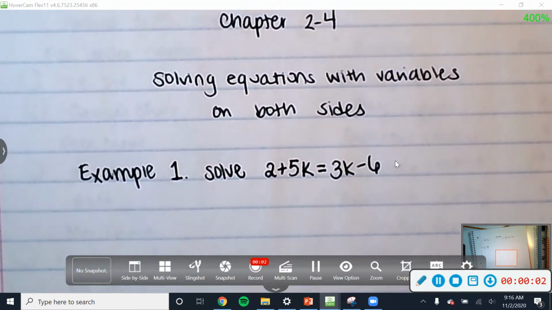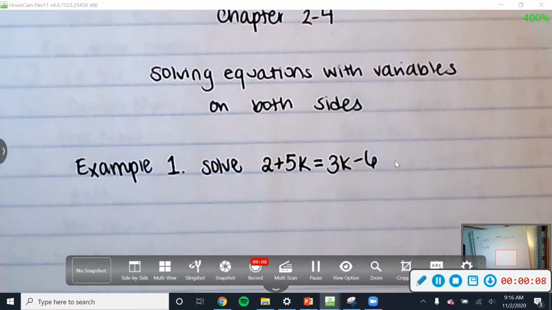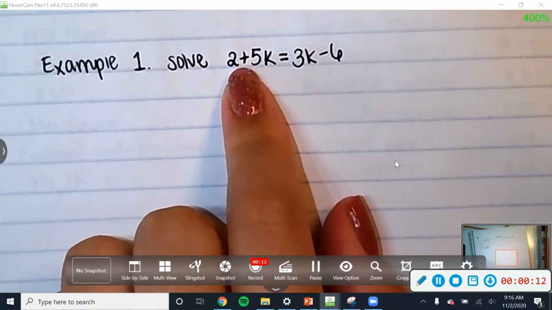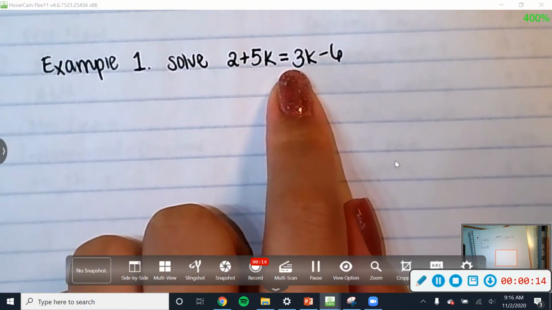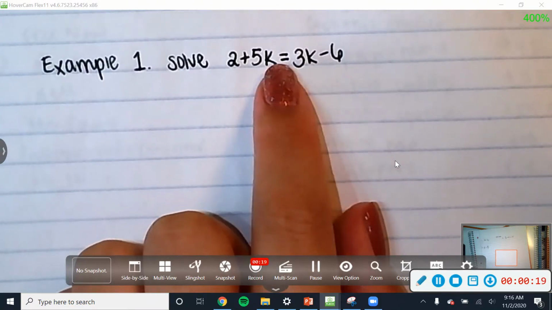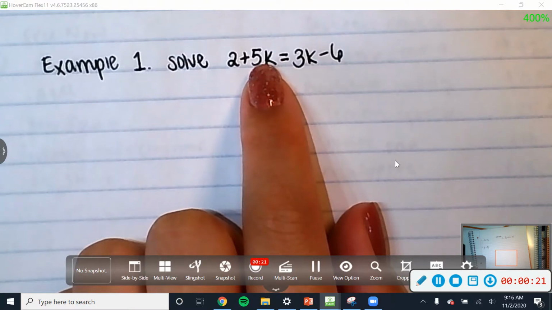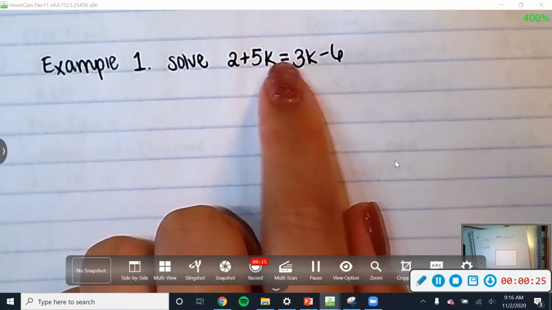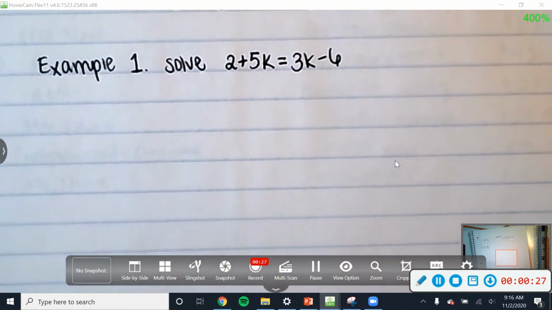So in this video today, we're going to be talking about how to solve equations that have variables on both sides. So if we take a look at our example 1 here, our equation is 2 plus 5k equals 3k minus 6. So I have variables on both sides of my equal sign. I have 5k over here and I have 3k over here.